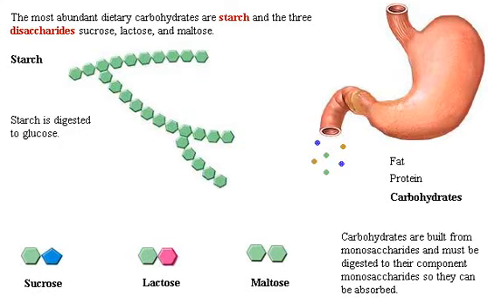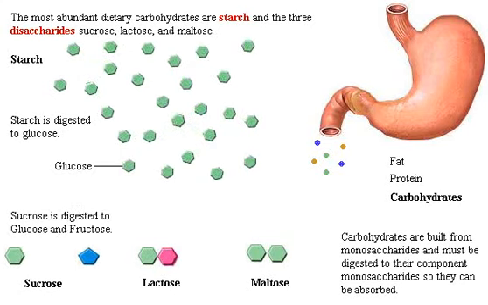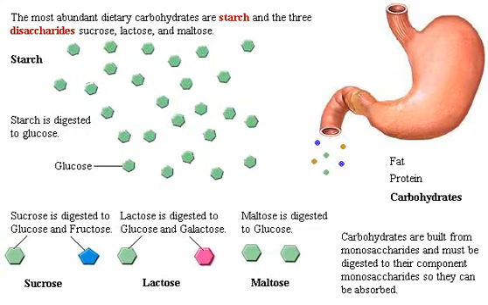Starch is digested to glucose. Sucrose is digested to glucose and fructose. Lactose is digested to glucose and galactose. Maltose is digested to glucose. Click protein to study its digestion.